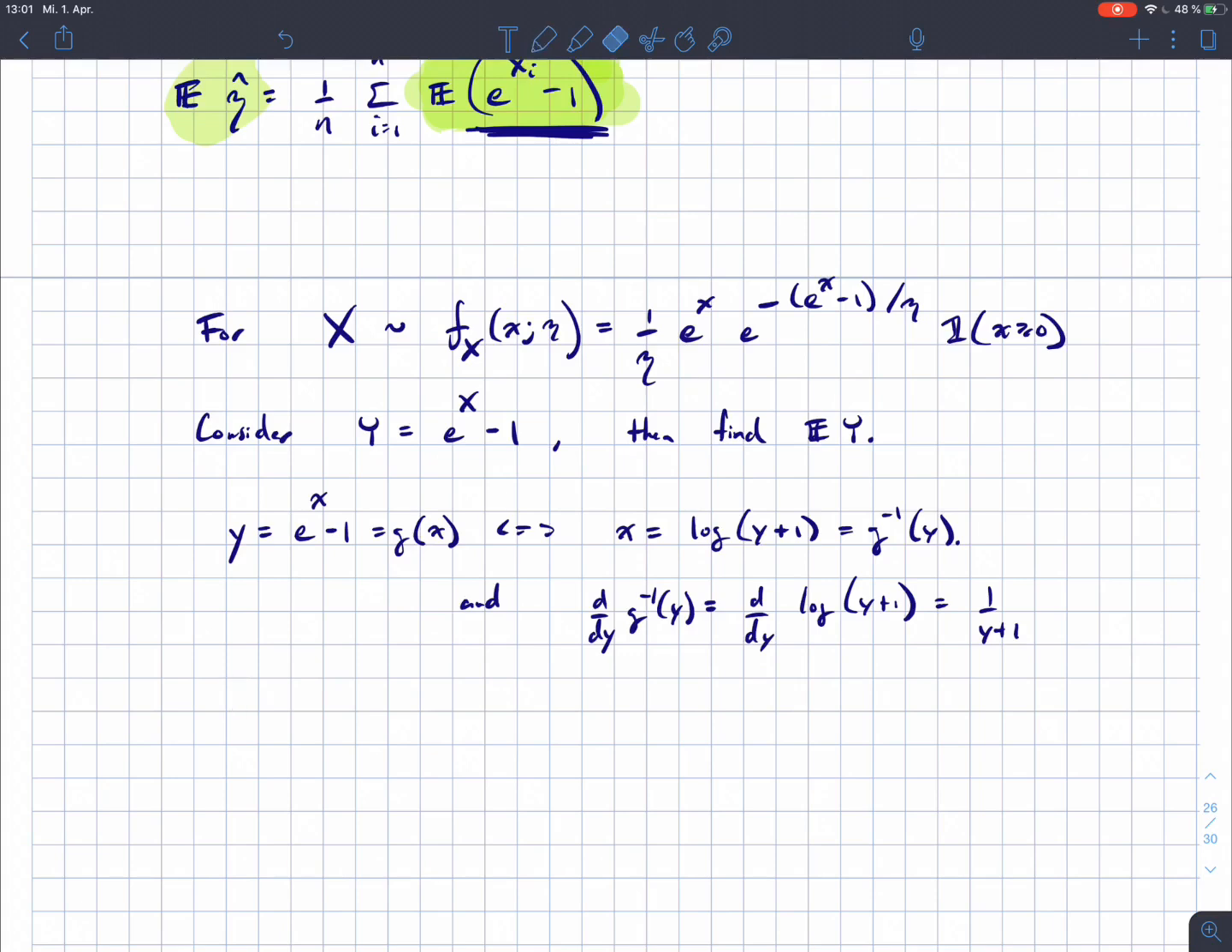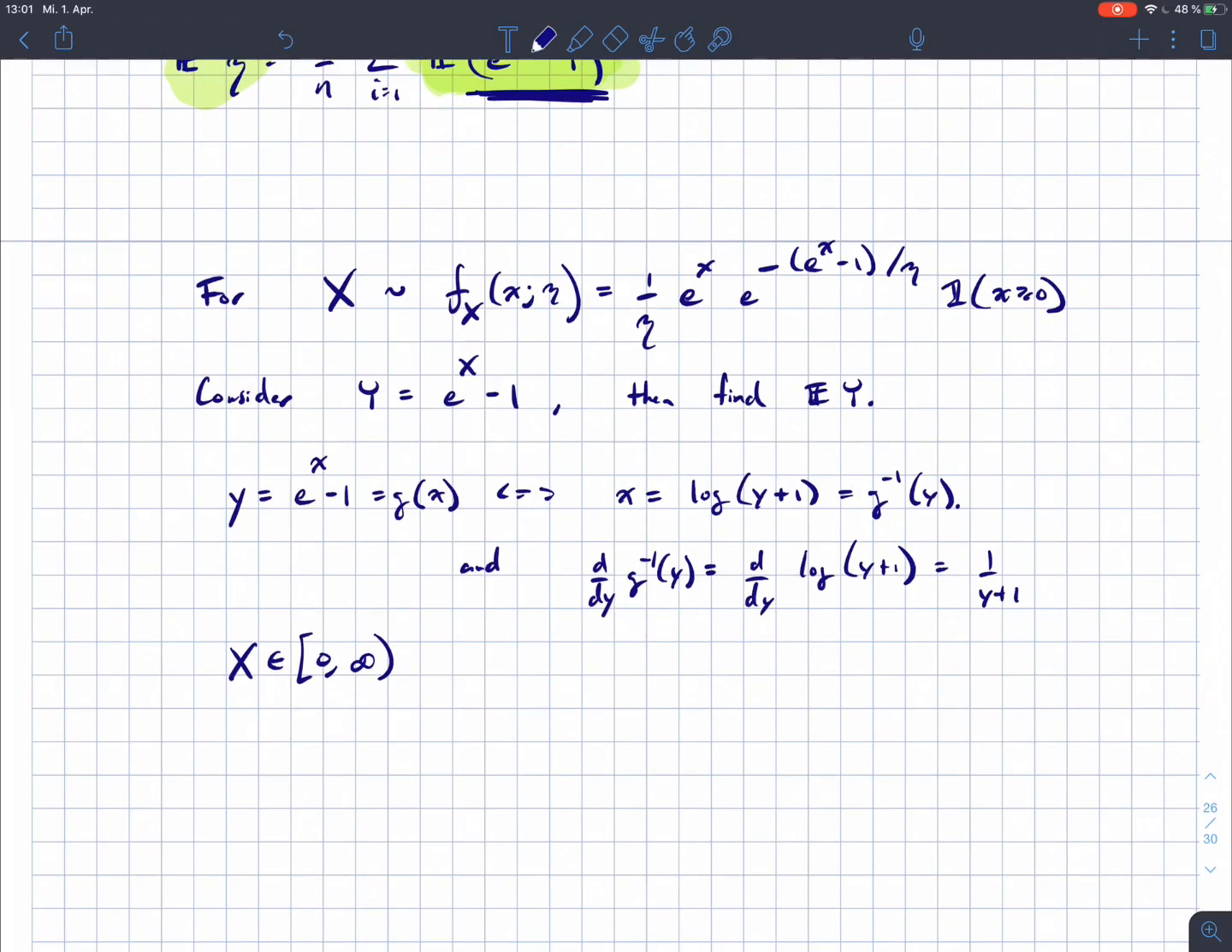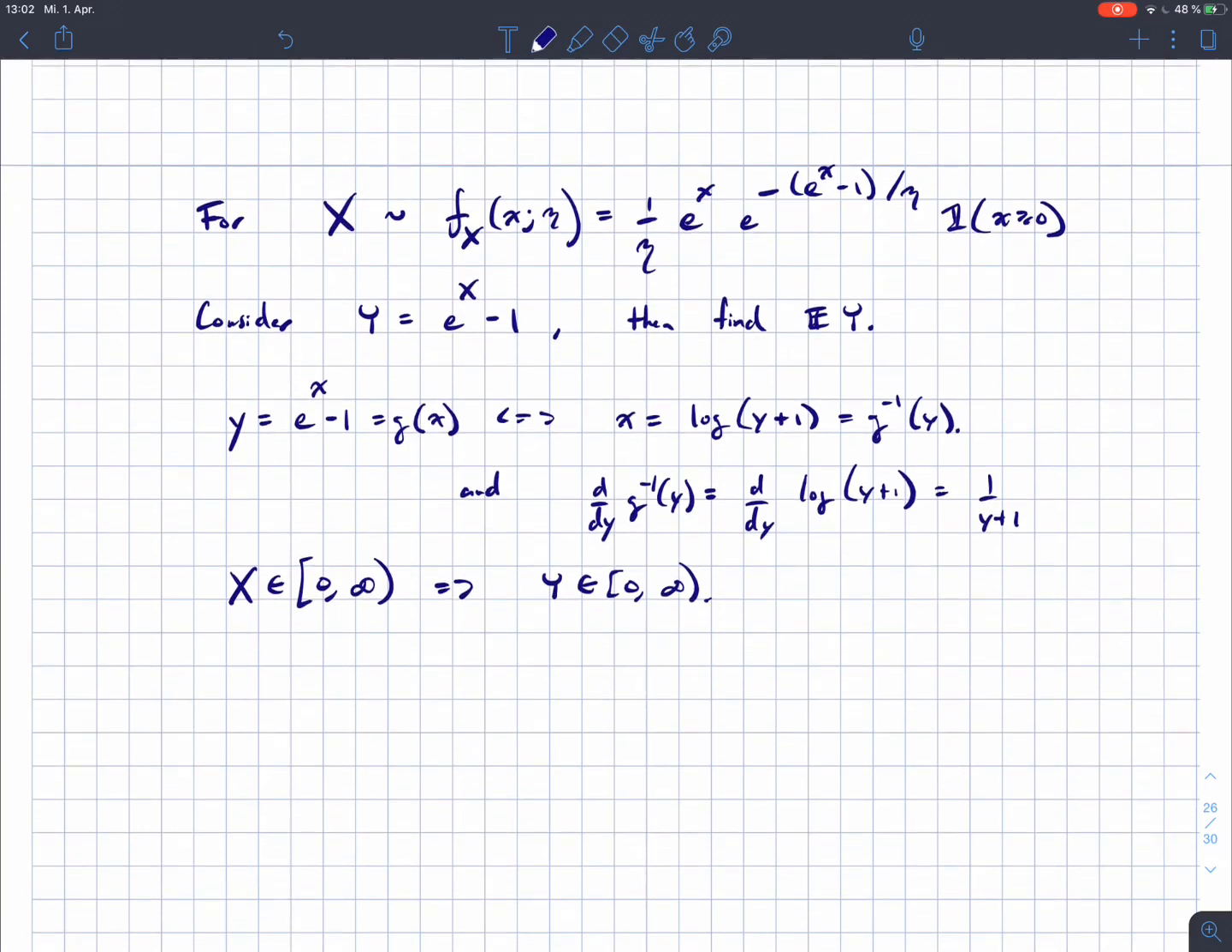The support, let's think about the support. So x took values beginning at 0 and going up to infinity. So what about y? If I take e to the 0, I get 1 and then subtract 1, so I'm going to get 0. And if I put in larger values of x, this is going to get large. So y has the same support.